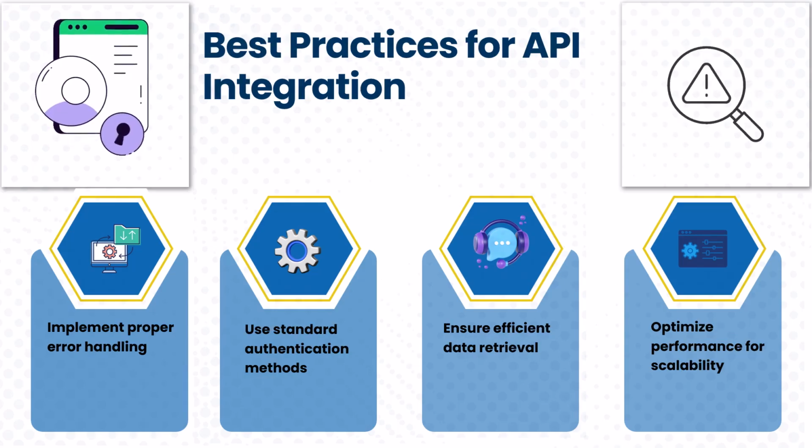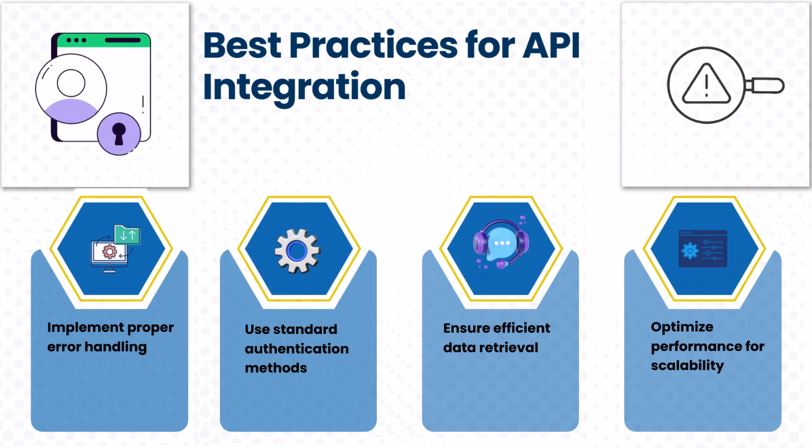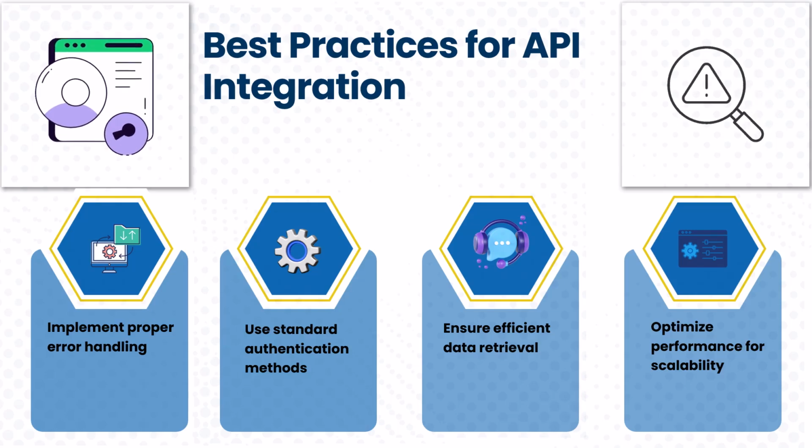APIs are the magic bridges between systems, but magic needs rules. Standard authentication ensures security. Efficient data retrieval prevents sluggish performance. Proper error handling keeps integrations from breaking mid-process. And optimizing performance ensures everything runs smoothly, even as demand scales up. Think of an API integration as training a pet. If done right, it listens perfectly.